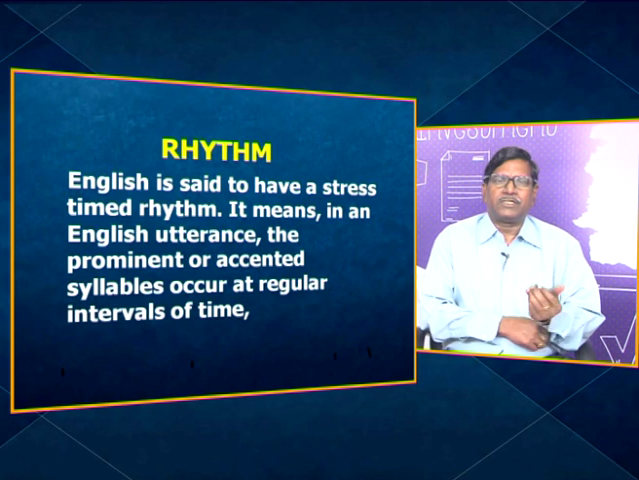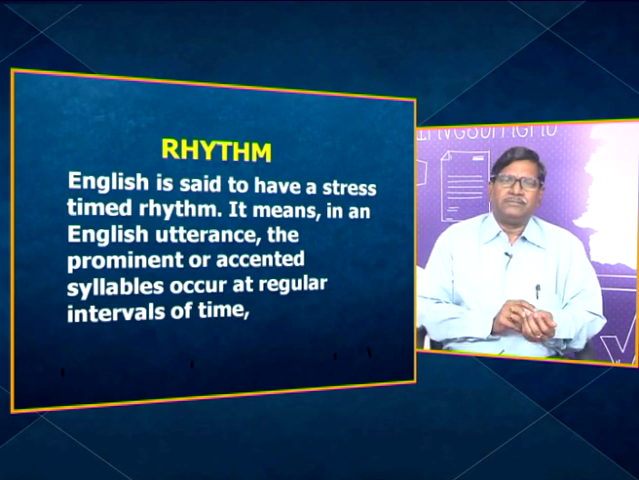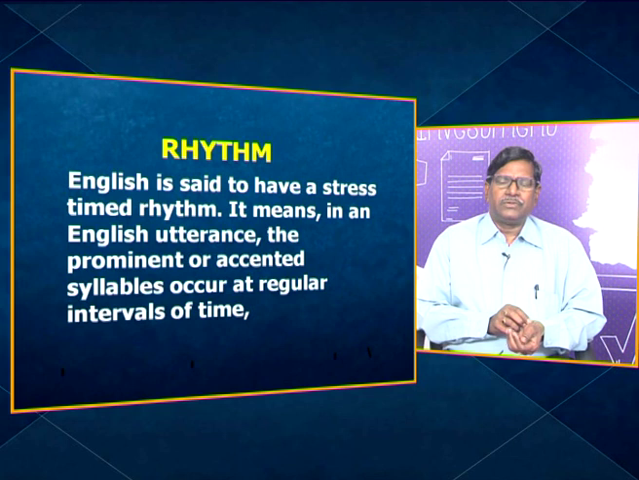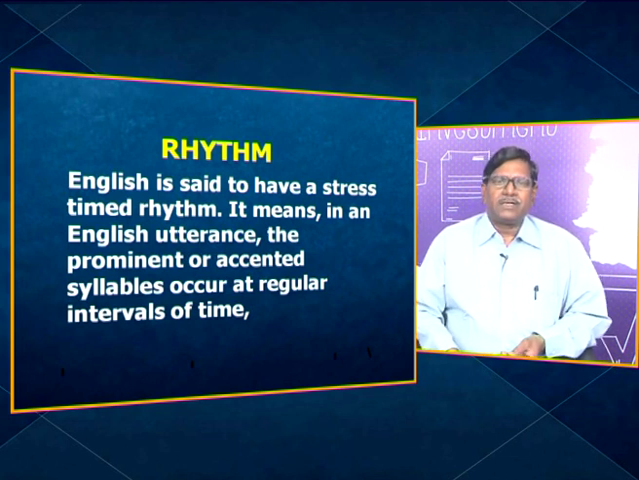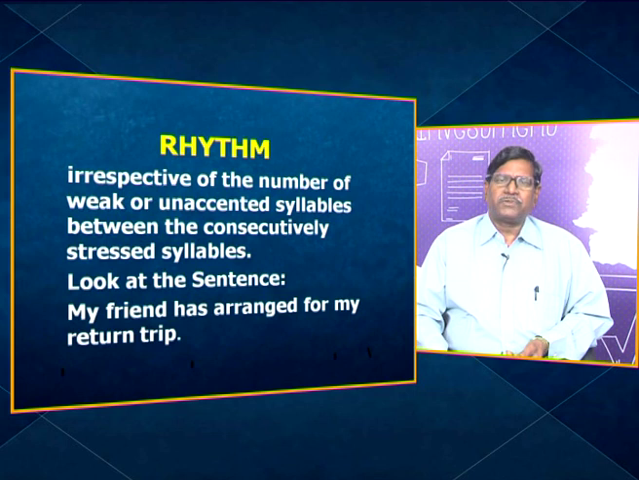Now, let us move on to the rhythm. English is said to be a rhythmic language. It is said to have a stress time rhythm. That means, in an English utterance, the prominent or accented syllables occur at regular intervals of time, irrespective of the number of weak or unaccented syllables between the consecutively stressed syllables. Let's see an example.